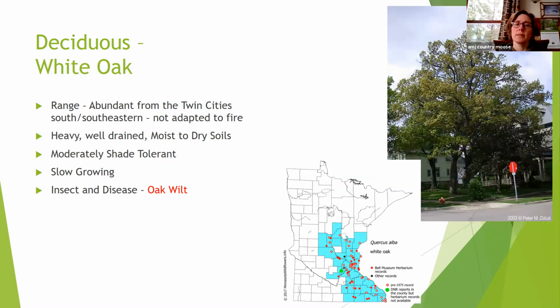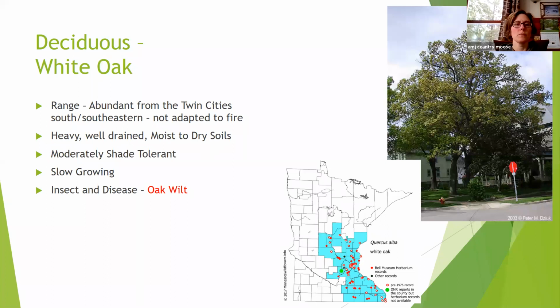White oak is abundant from the Twin Cities and south, and it's not adapted to fire, so that's why you don't see it in the western part of the state. They prefer heavy, well-drained soils, but they also do well on our moist soils to dry soils. So they're pretty adaptive. They can grow on any of the soils pretty much. They're moderately shade tolerant, and much like our bur oak, they are also slow growing. All of our oaks are actually susceptible to oak wilt, but the white oak family is not quite as susceptible as the red oak.